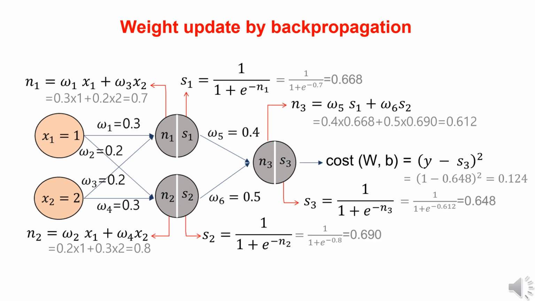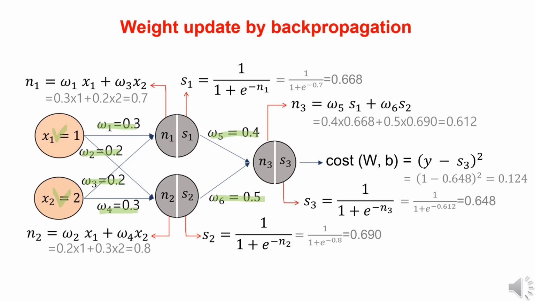Now, based on the equations from the previous slide, let's perform the actual calculations. Assume the input values x1 is 1 and x2 is 2. For the initial weights, let's set omega 1 is 0.3, omega 2 is 0.5, omega 3 is 0.2, omega 4 is 0.3, and omega 5 and omega 6 are 0.4 and 0.5 respectively.